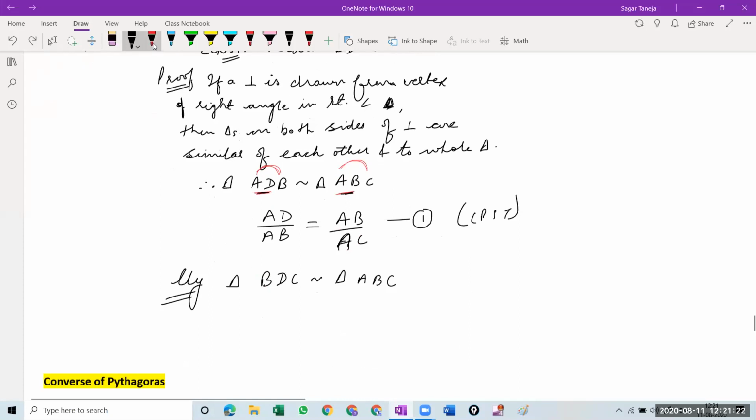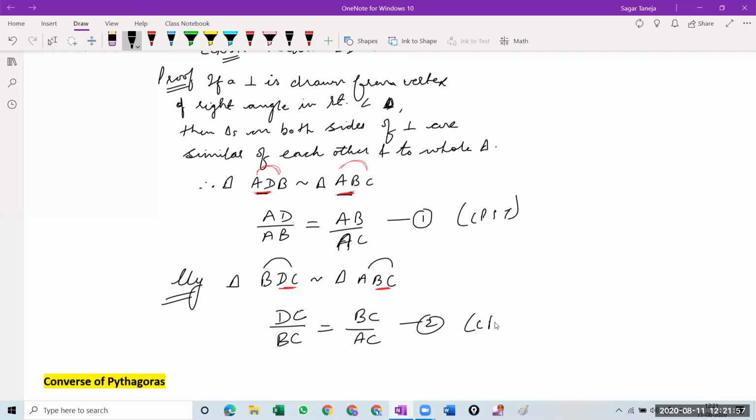Now, how to name the last two? Initially, we have taken the first two. Now we are taking the last two. So just write here on this basis, DC upon BC is equals to BC upon AC. This sequence is same, the way we have done here. But the first sequence is changed. See this here, AD upon AB, the first two, here, the last two, DC upon BC. And this is also by CPST.